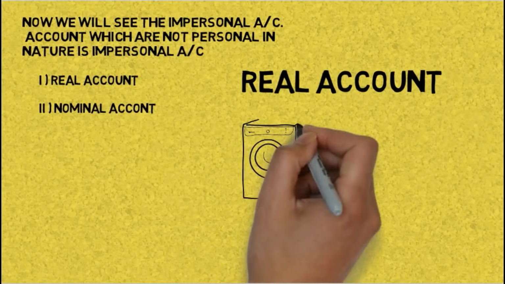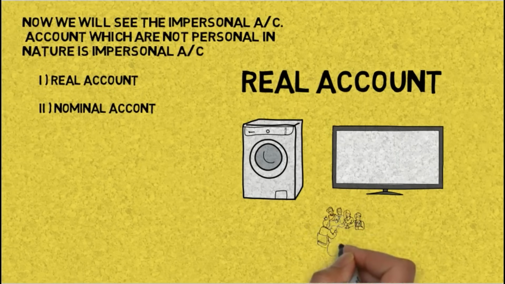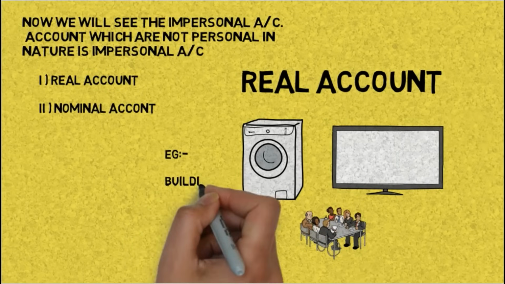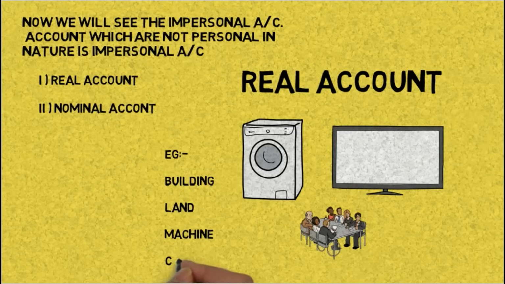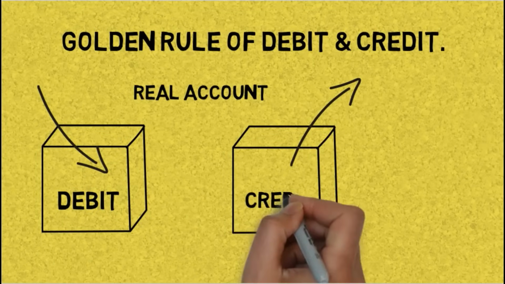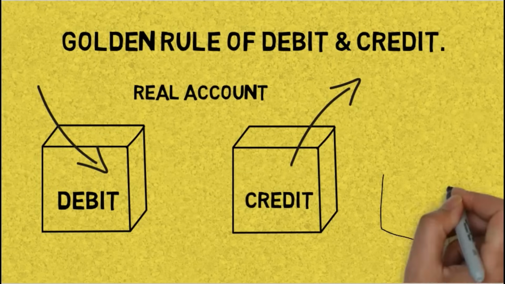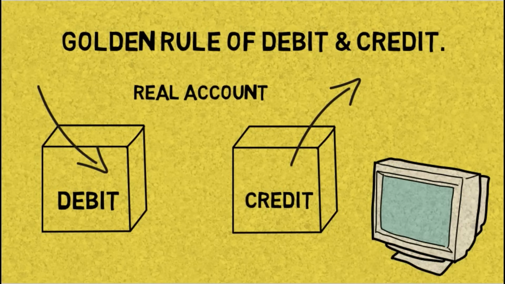Accounts which relate to assets or properties of an organization are called real accounts. Examples: building, land, machine, copyright, etc. These are real accounts. Here we will apply the golden rule of debit and credit to the real account. Debit what comes in, credit what goes out. For example, if we are buying a building, then the building account will be debited, and if we are selling a machinery, then the machine account will be credited.